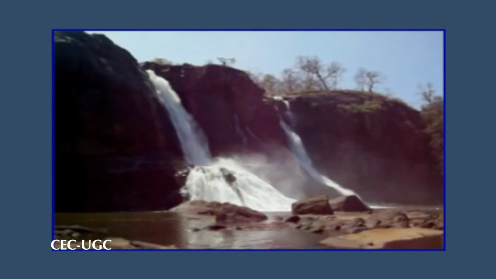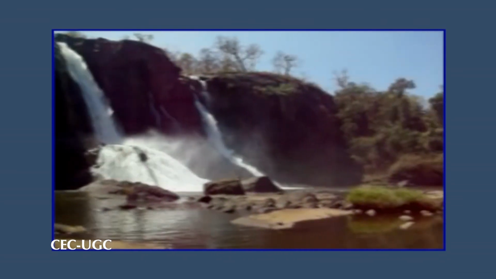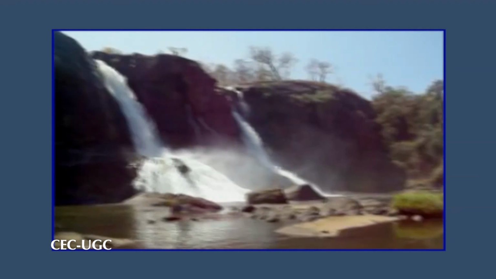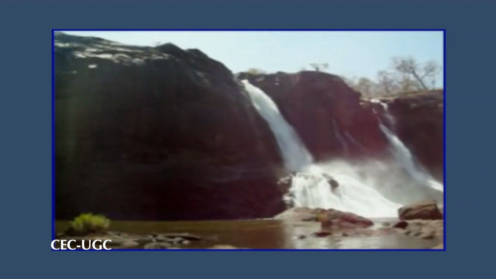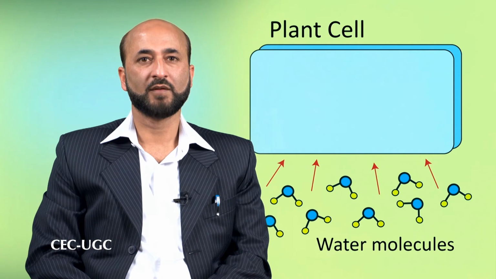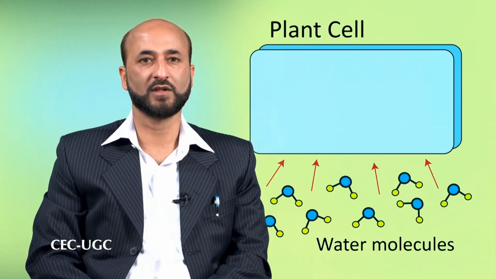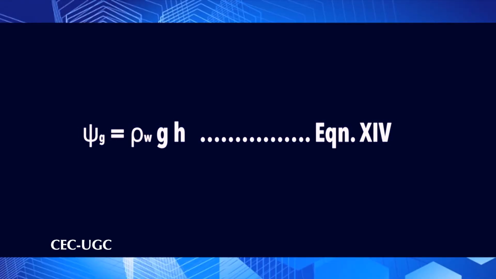Gravity causes water to move downward unless the force of gravity is opposed by an equal and opposite force. That component of water potential which is contributed by force of gravity is called gravity potential. It is denoted by psi g. The term gravity potential depends on the height of the water above the reference state water, the density of water, and the acceleration due to gravity. Mathematically, it can be written like this: psi g is equal to rho w into g into h, where psi g indicates gravity potential, rho w indicates the density of water, g the force of gravity, and h is the height.